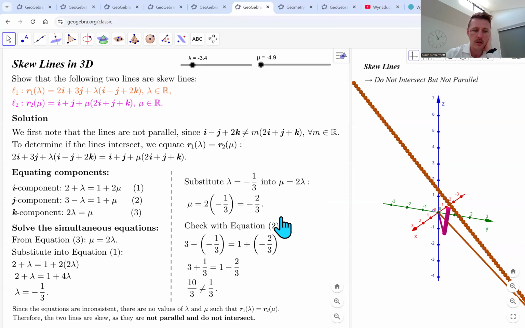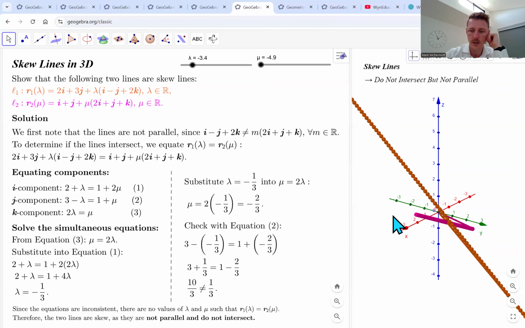Okay, then what you're going to do is check it with equation 2. So from equation 1 and equation 3, we got lambda and mu. Then we need to cross-reference it with equation 2 to see if it holds true. So substituting those values into equation 2, we get that the left-hand side is 10 on 3, but the right-hand side is 1/3. They're clearly not equal to each other.